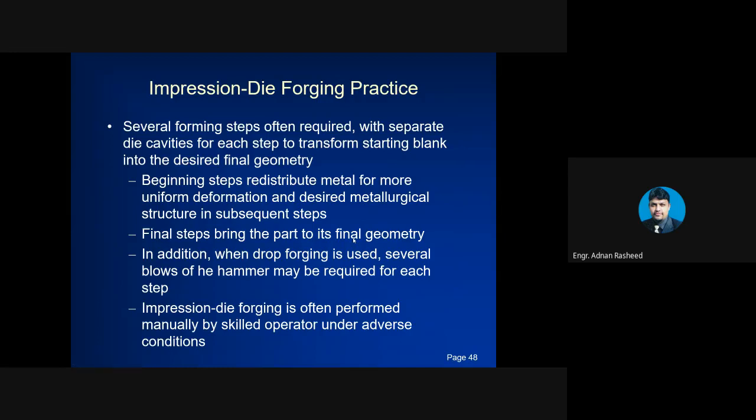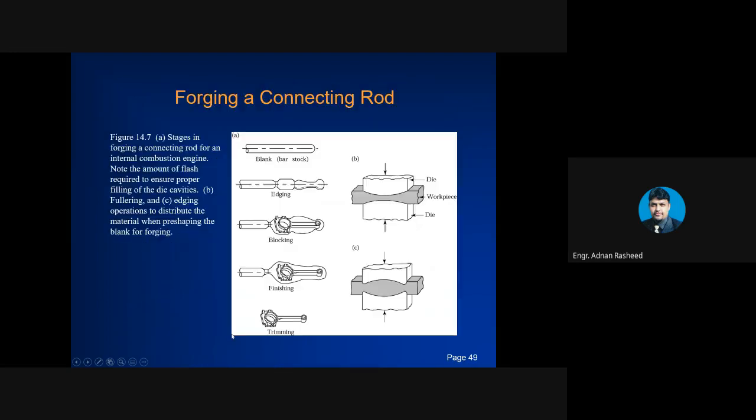In addition to these, when drop forging is used, several blows of the hammer may be required for each step. So if you are going to get the shape in various steps, you have to drop the forging again and again in order to get the desired shape in different steps. Impression die forging is often performed manually by a skilled operator under adverse conditions.